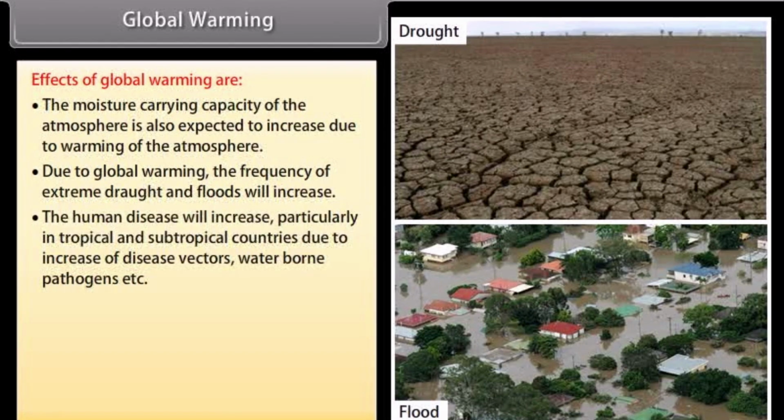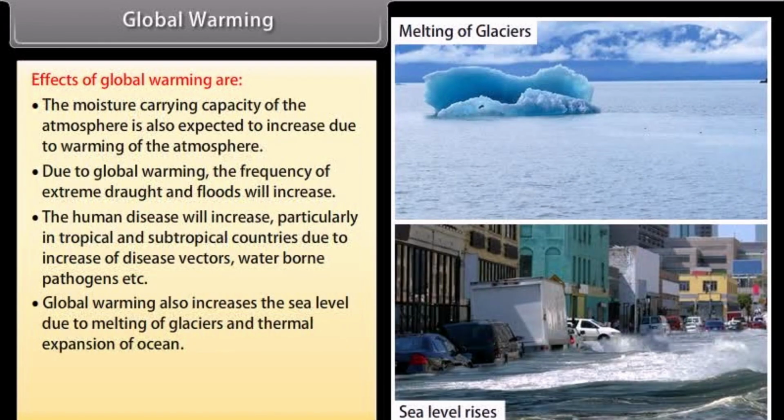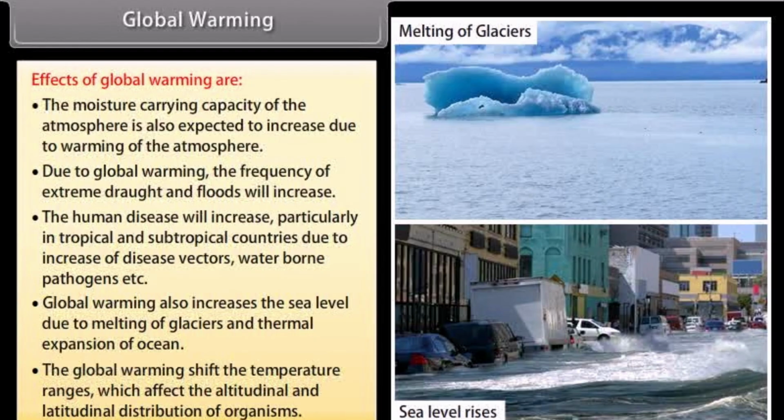Human disease will increase, particularly in tropical and subtropical countries, due to increase in disease vectors, waterborne pathogens, etc. Global warming also increases the sea level due to melting of glaciers and thermal expansion of the ocean. Global warming shifts the temperature ranges, which affects the altitudinal and latitudinal distribution of organisms.